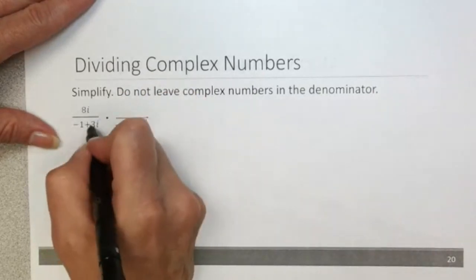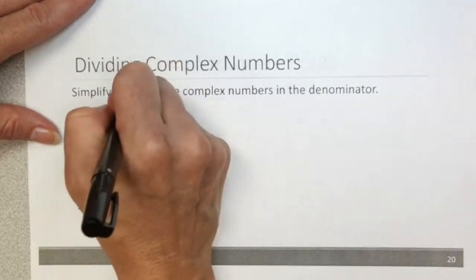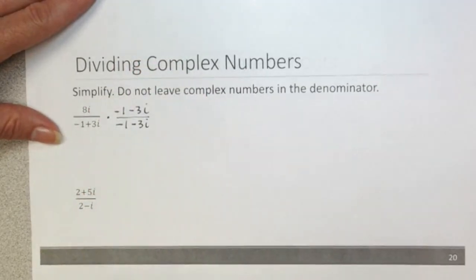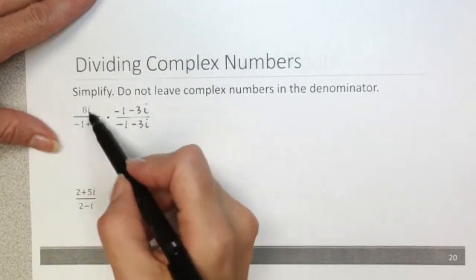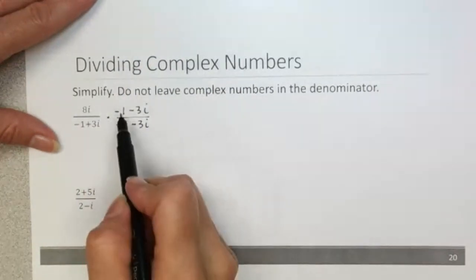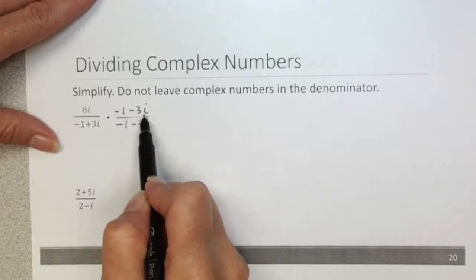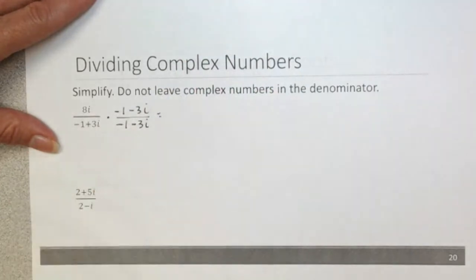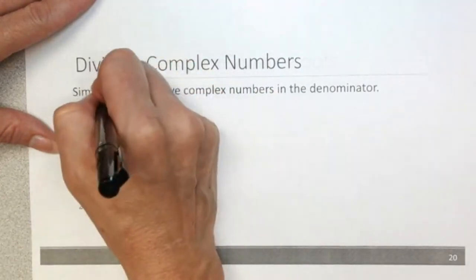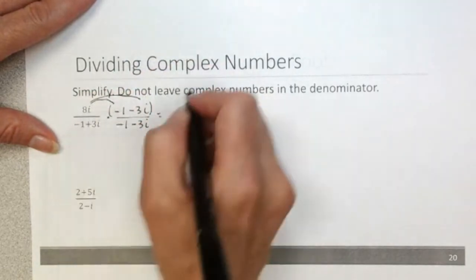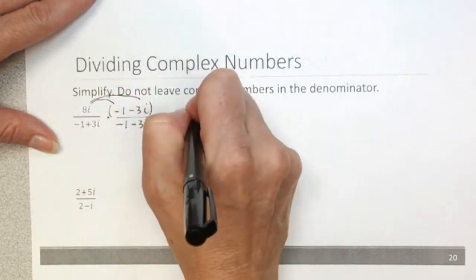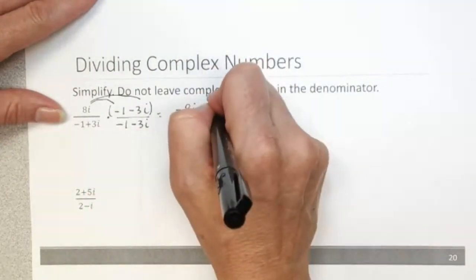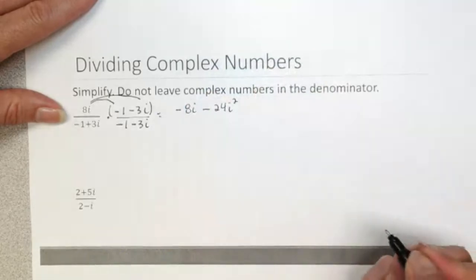But we don't want to change the value of our expression here, so we have to multiply the numerator by the same thing. We just want to multiply by this fancy one. We don't want to change the value of our fraction, right? So we're multiplying by -1 minus 3i over -1 minus 3i. When we perform that multiplication, for the numerator, we're just going to be distributing that 8i. So 8i times -1 is negative 8i. 8i times -3i is negative 24i squared.